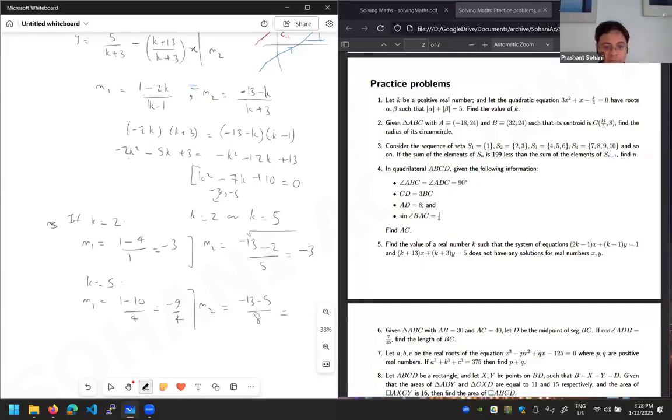So I am getting equal slopes in both. So apparently k equal to 2 and k equal to 5, in both cases the lines are parallel. So then does it mean that both k are valid answers?